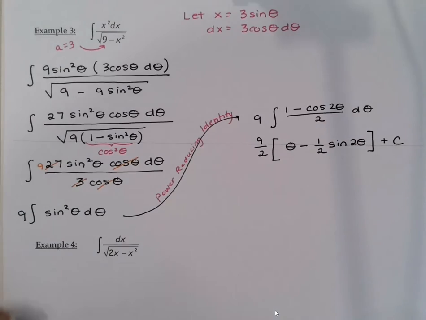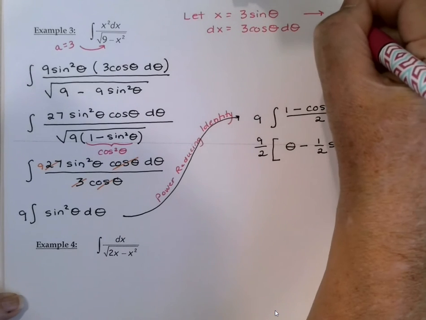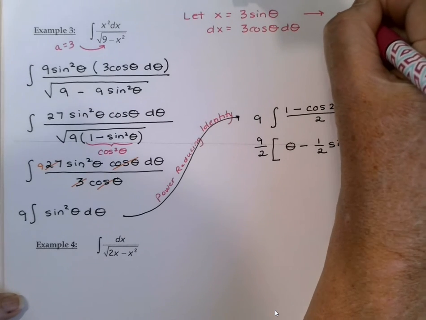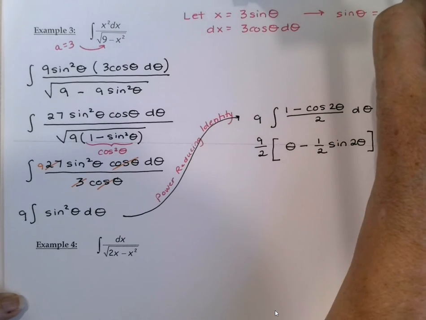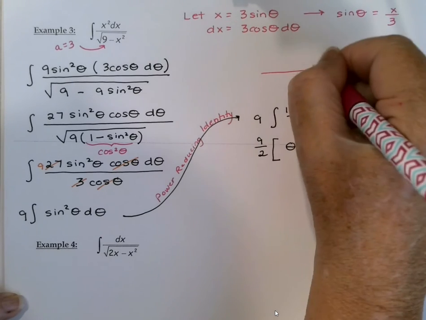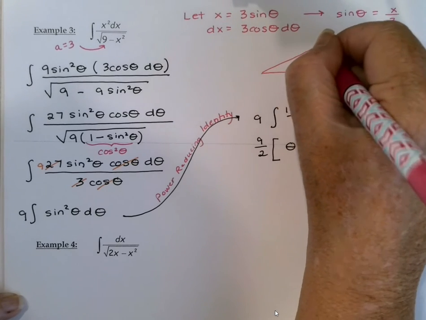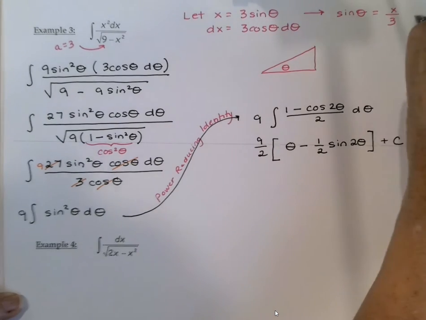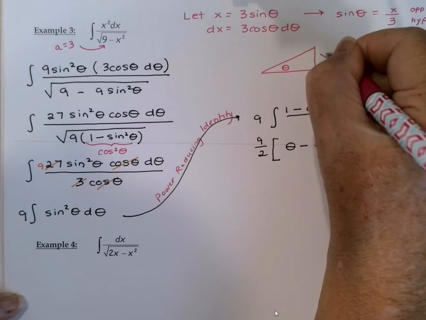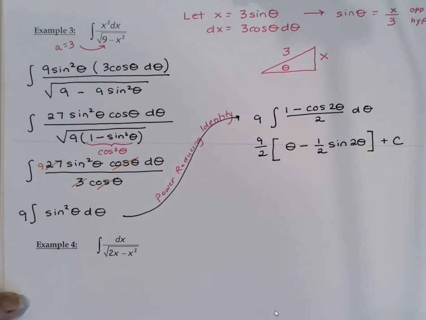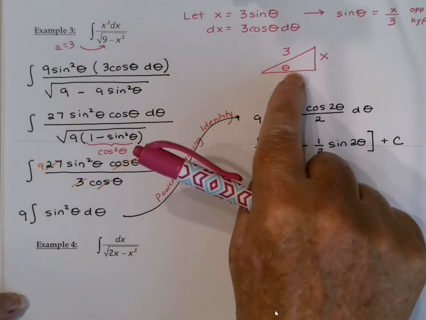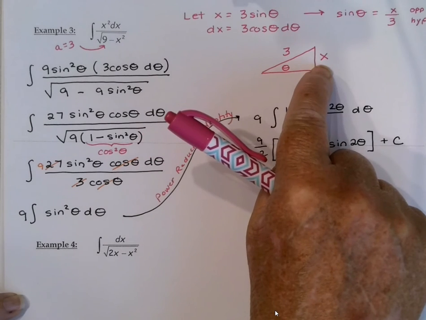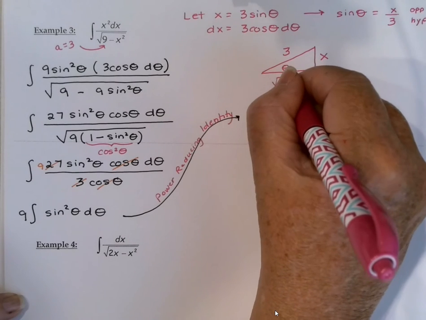So let's draw our triangle. Sine theta would be x over 3, and that's opposite over hypotenuse. And you can write out your Pythagorean theorem if you need to, but I imagine probably a lot of you are doing them in your heads at this point. That would be 9 minus x squared. The square root of that would be down here.